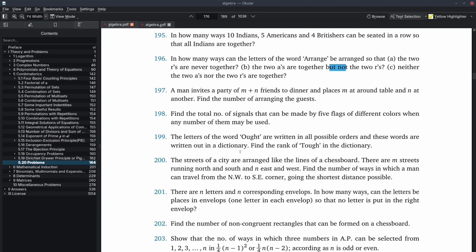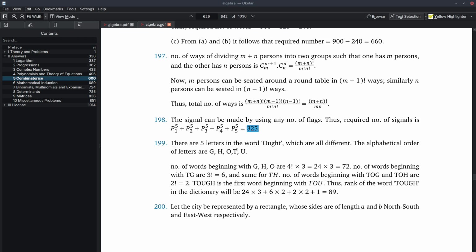Question 199 says that the letters of the word OUGHT are written in all possible orders and these words are written out in a dictionary. Find the rank of TOUGH in the dictionary. So the 5 letters in the word OUGHT are all different, and the alphabetical order of the letters is G, H, O, T, U.